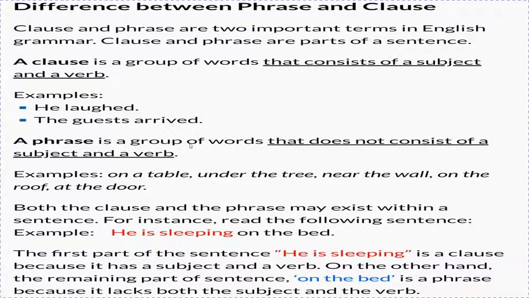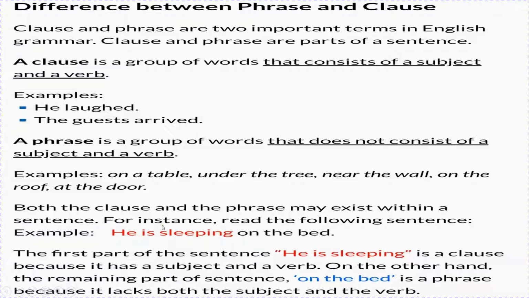So what is the basic difference between a clause and a phrase? A clause consists of a subject and a verb, but a phrase does not consist of a subject and a verb. For example, on a table, under the tree, near the wall, on the roof, at the door. Both the clause and the phrase may exist within a sentence. Let us see one more example. For instance, read the following sentence. Example is, he is sleeping on the bed.